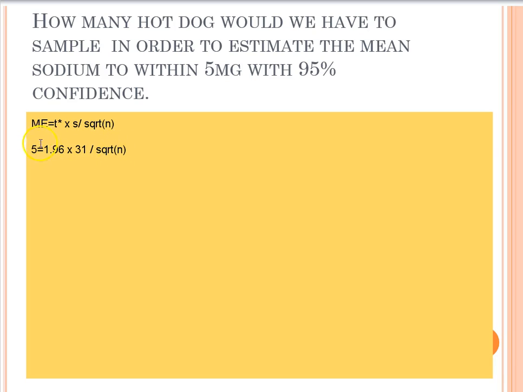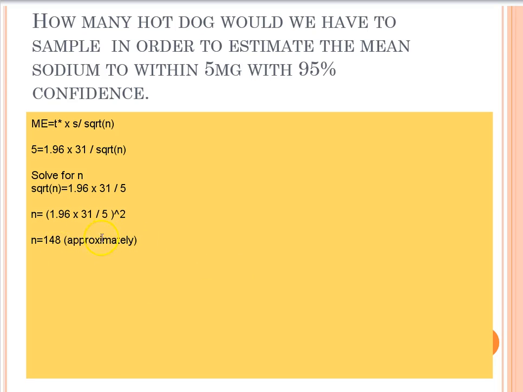So the last thing we need to do is just rewrite this in terms of the sample size, and we can do that using basic algebra and basic arithmetic. So then, to solve for n, we want to get it by itself. So I've moved it to the left-hand side and the 5 to the right-hand side, which gives me this formula. We can then solve for n by itself by just squaring both sides. Once we calculate this out, we get 148. So approximately, we should sample 148 hot dogs.